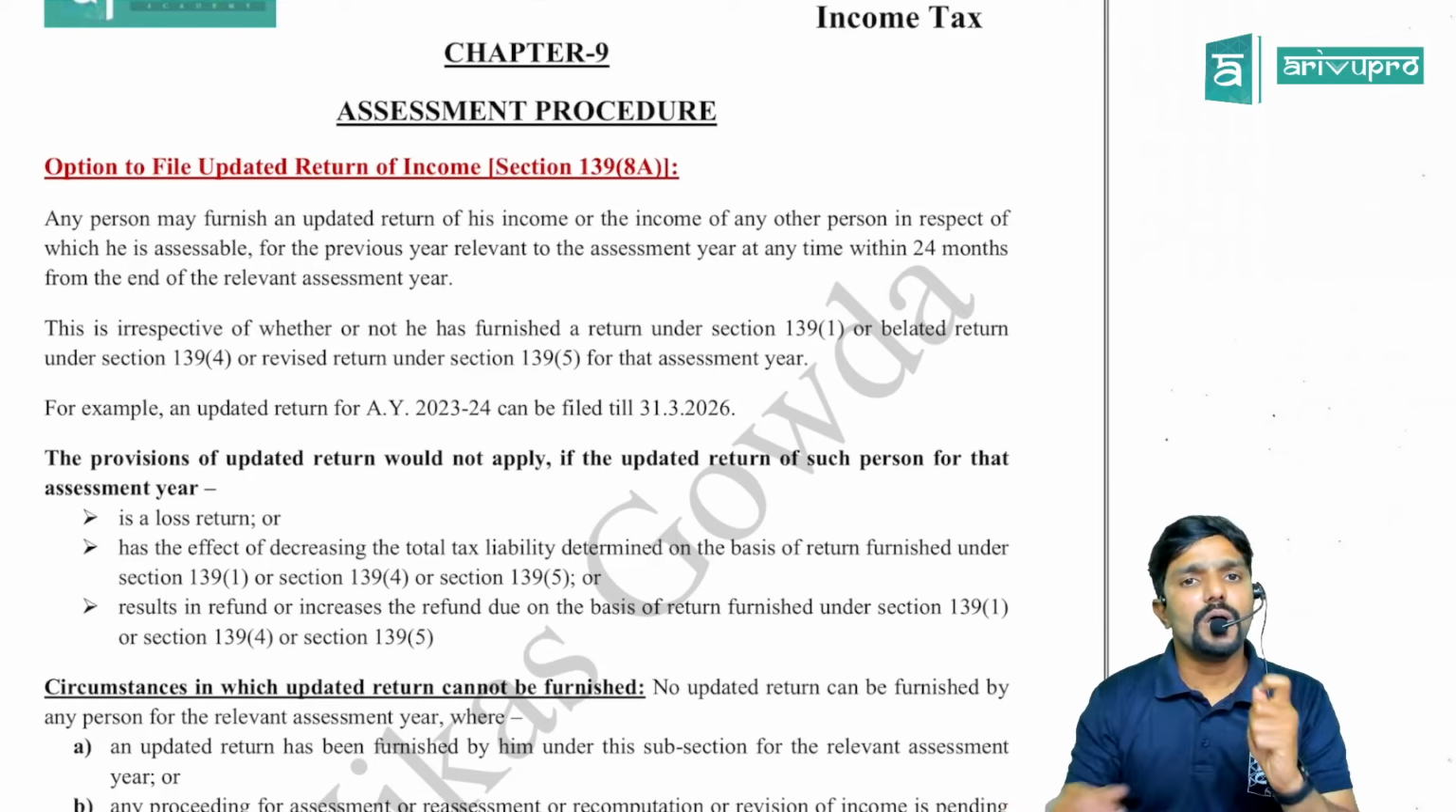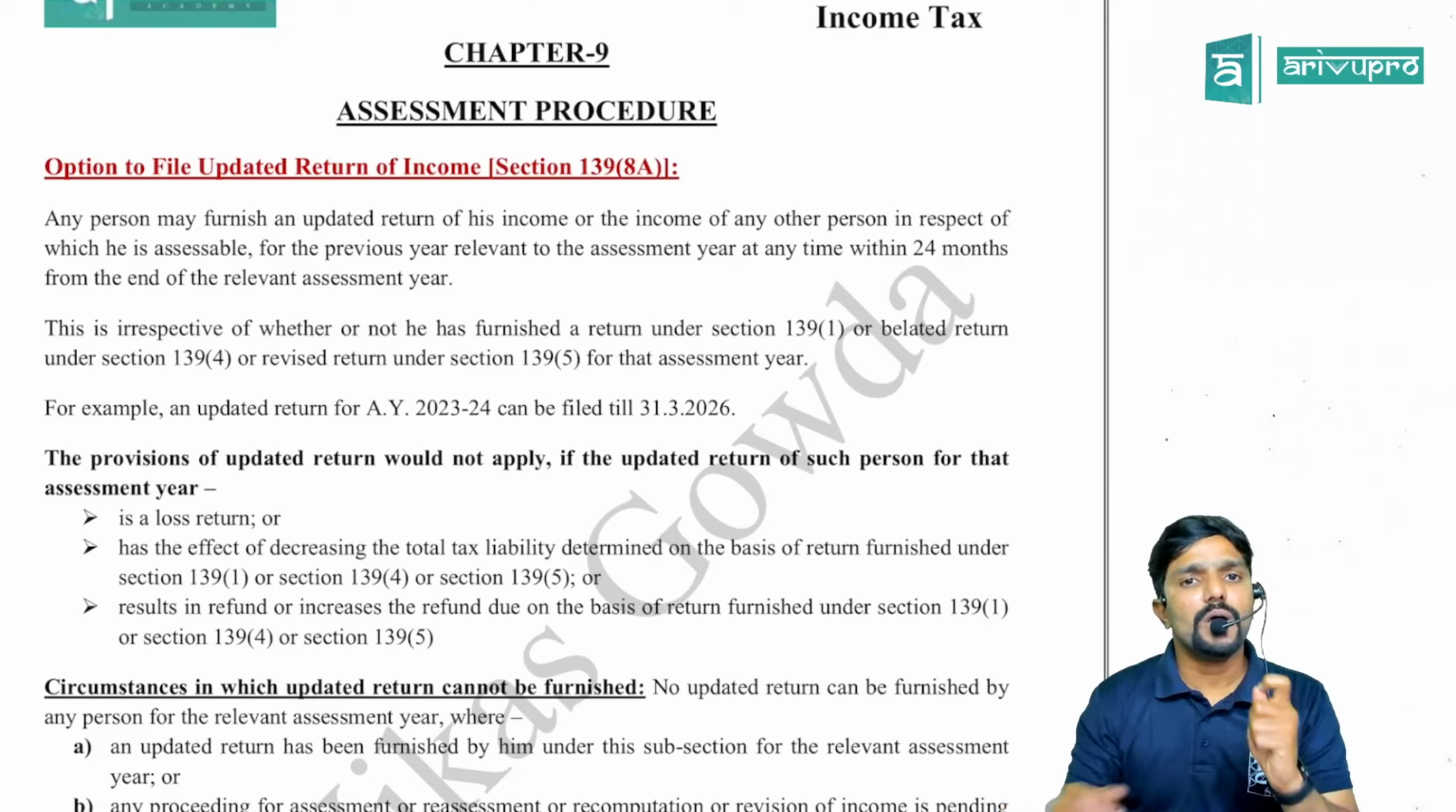Example, if Mr. X has furnished his return of loss for assessment year 23-24 on 31st May 2023, consisting of 5 lakh as business loss, he can furnish an updated return for assessment year 23-24 up to 31st March 2026 if such updated return is a return of income. But vice versa is not possible.